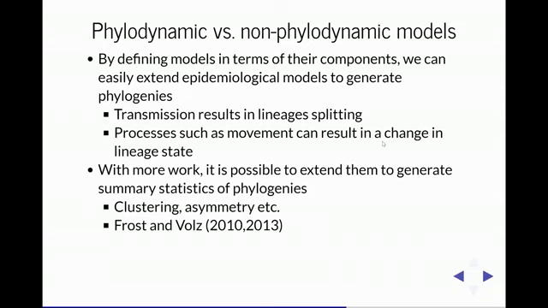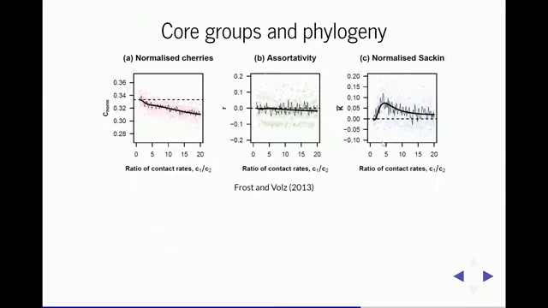With more work, it's possible to extend models to not just simulate a phylogeny, but to actually generate summary statistics of phylogenies as the model is being run. That requires more methodological development, and that's something that we've worked a bit on. The nice thing about that is that it's very fast to do. You don't have to generate lots and lots of phylogenies and analyze them. You just get some estimates from the model itself.